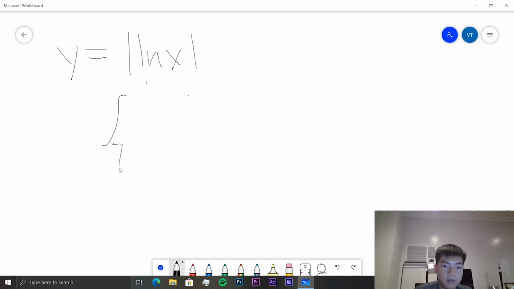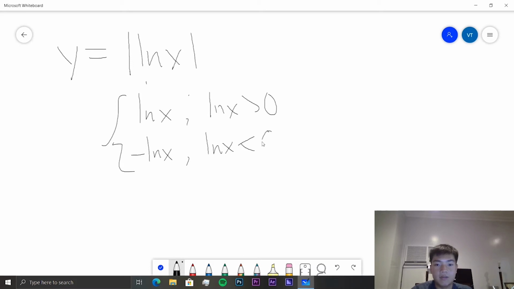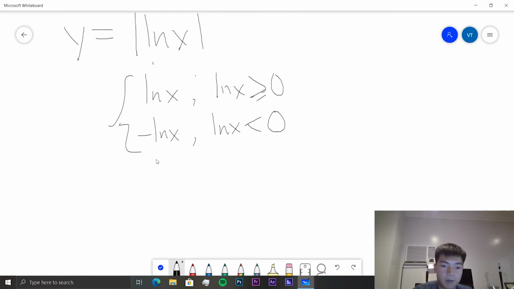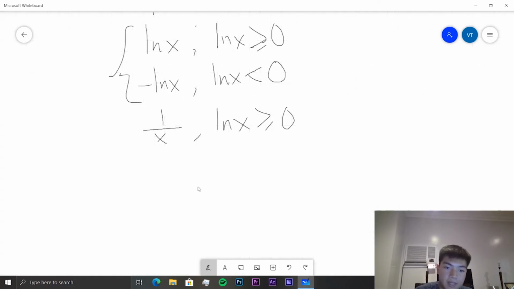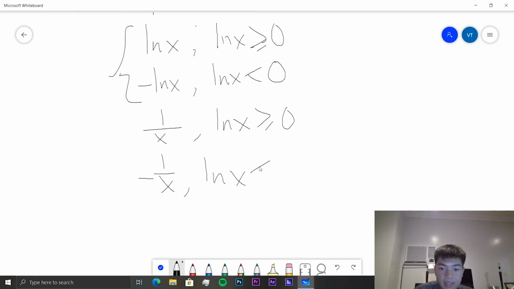is equal to ln x, for which ln x is greater than 0, and negative ln x, for which ln x is less than 0. Or greater or equal to 0, technically. So if we get the derivatives, we get the derivative of ln x is 1 over x, for ln x greater than or equal to 0, and we get negative 1 over x, for which ln x is less than 0.